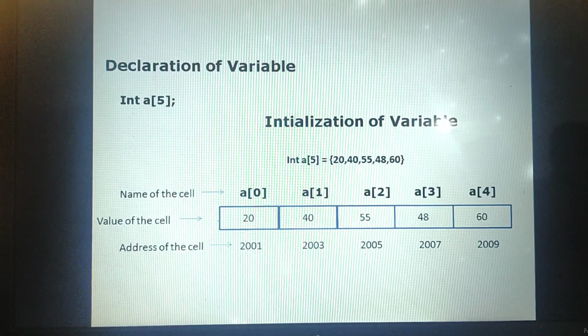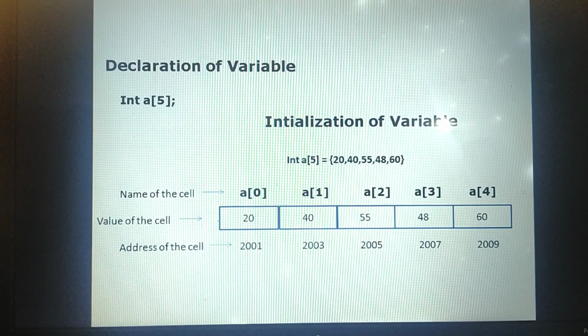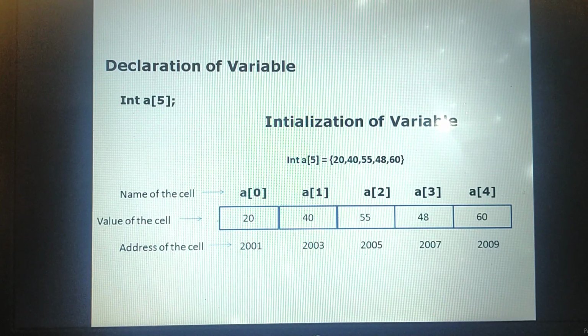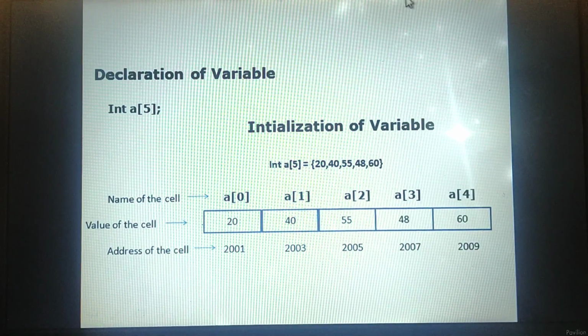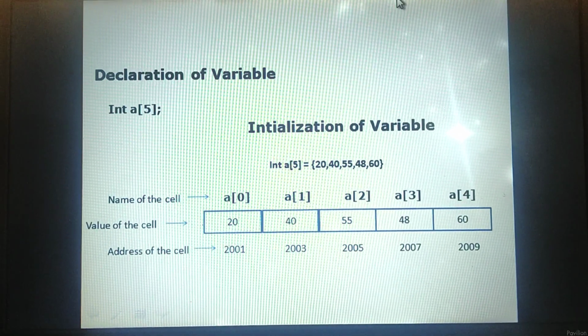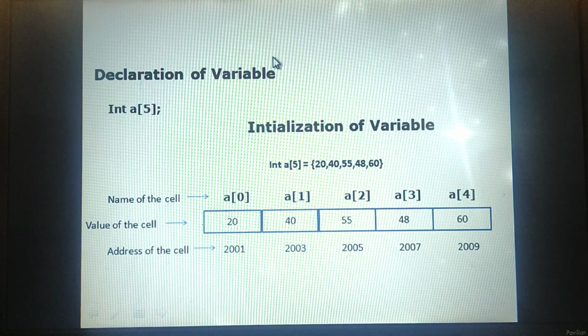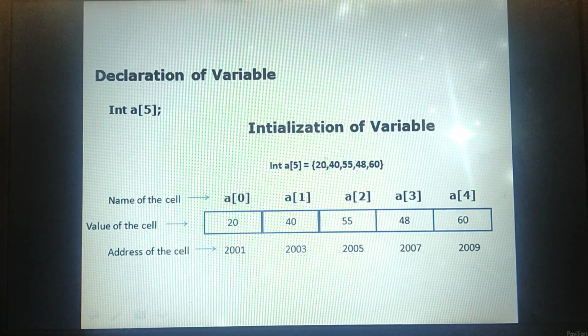We need to give the data type, then the name of the array, then the square brackets with the size. Example: int a[5]. Here int is the type of the array, a is the name of the array, 5 is the size of the array. Arrays are very useful where many values of the same data type need to be stored and processed.